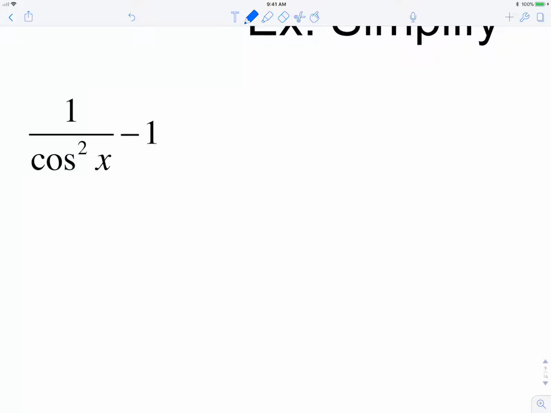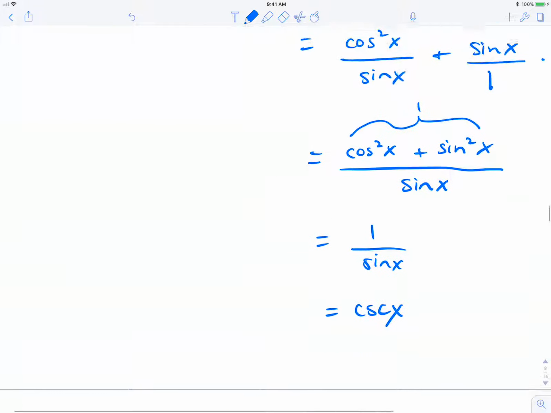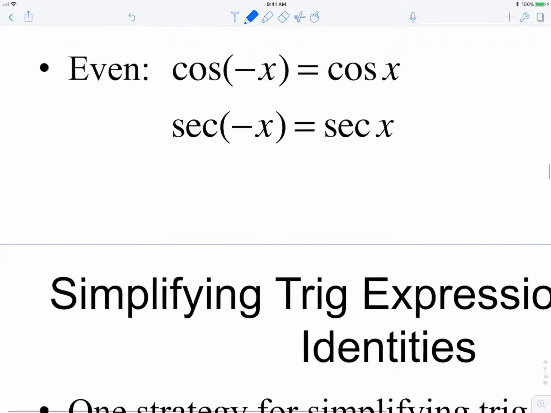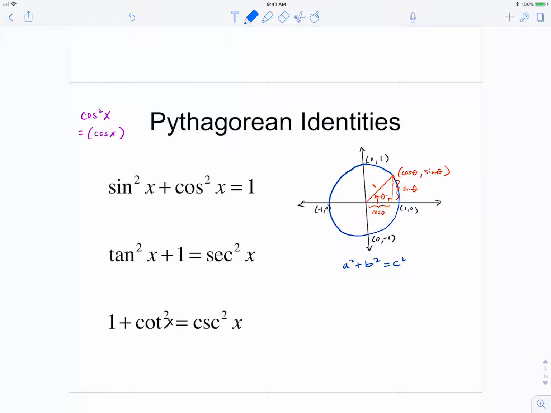Okay, if we look at this one, we could rewrite 1 over cosine squared as secant squared. And then if we think about our Pythagorean identities, we go, oh, okay, well, we know secant squared and 1 are both part of a trig identity, the Pythagorean identities, right? So if we go back up here, if we were to subtract 1 from each side of this identity, we would see that secant squared minus 1 is actually equal to tan squared.